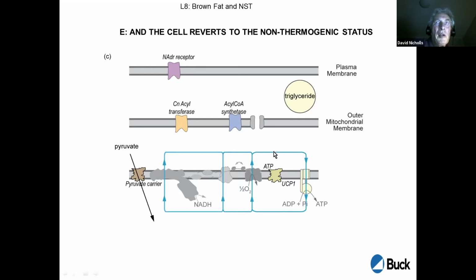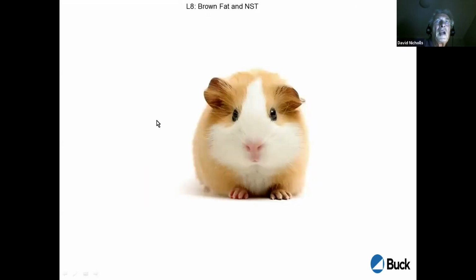So I will stop at that stage. We have time for questions, general questions about proton conductance, uncoupling, brown fat, whatever you particularly like. That's the hero of the research.